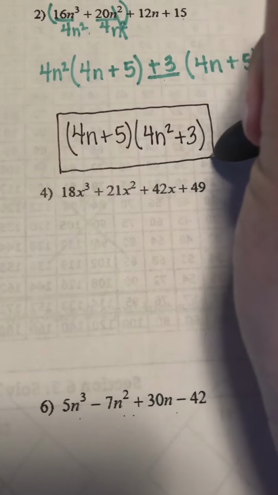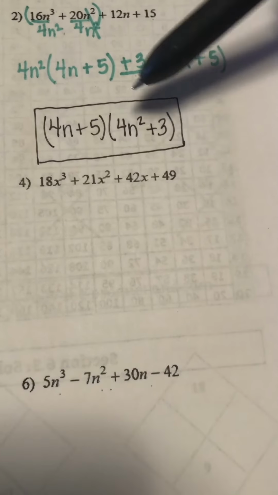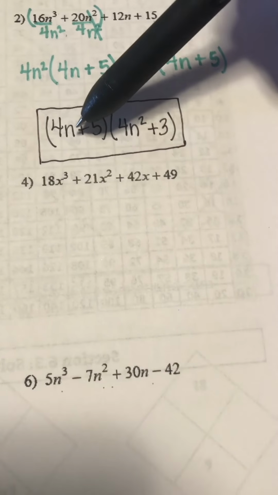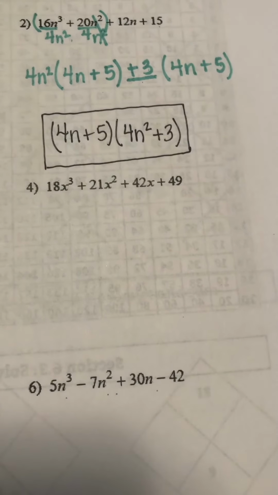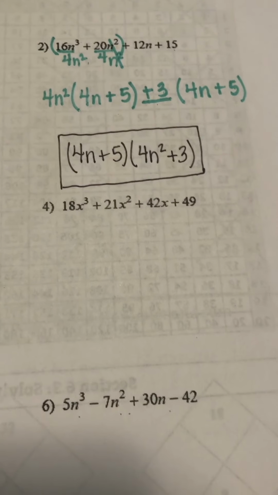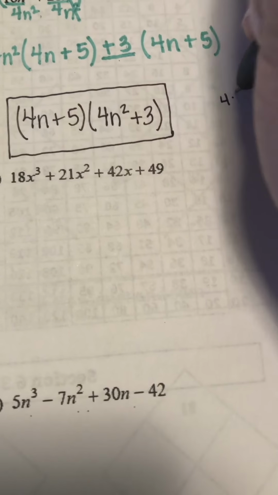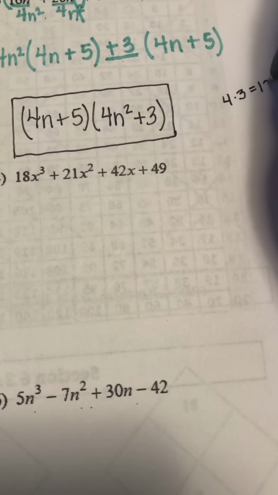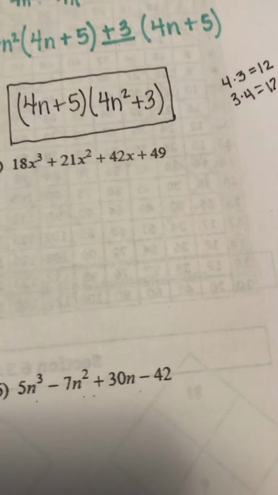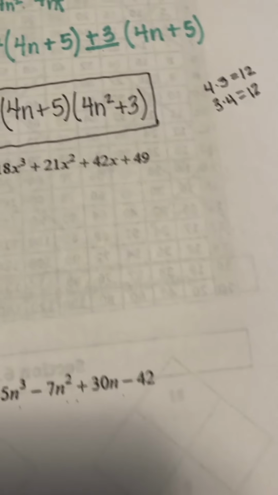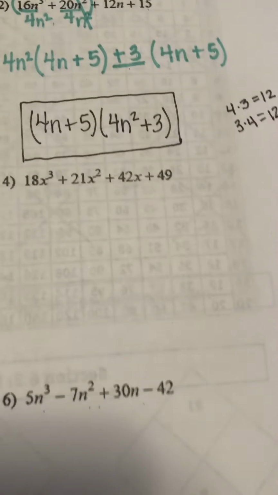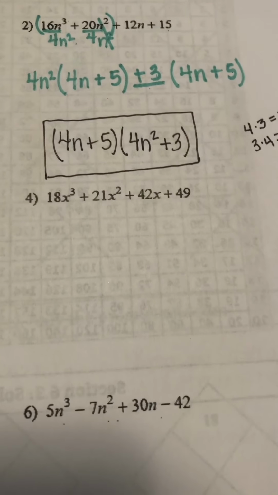Now, one thing that I want to make note of is the order. I could write this set of parentheses first and this one second. It really doesn't matter because with multiplication, order doesn't matter. For example, if I do 4 times 3, that gives me 12, right? Well, 3 times 4 still gives me 12. So order doesn't matter. So it doesn't matter which one of these you write first because it's still going to give you that original answer.